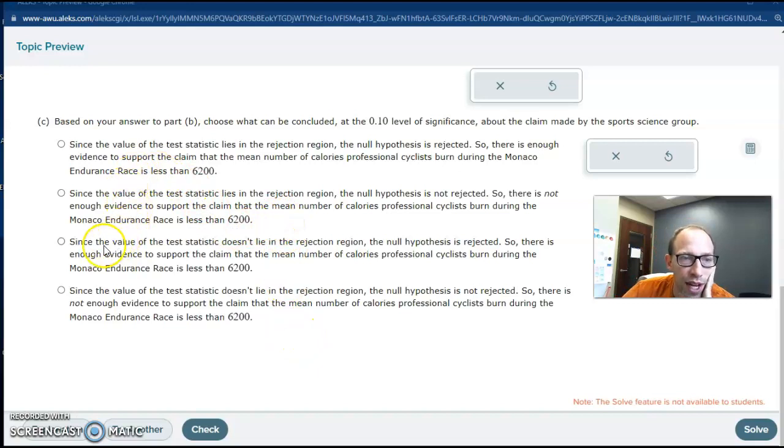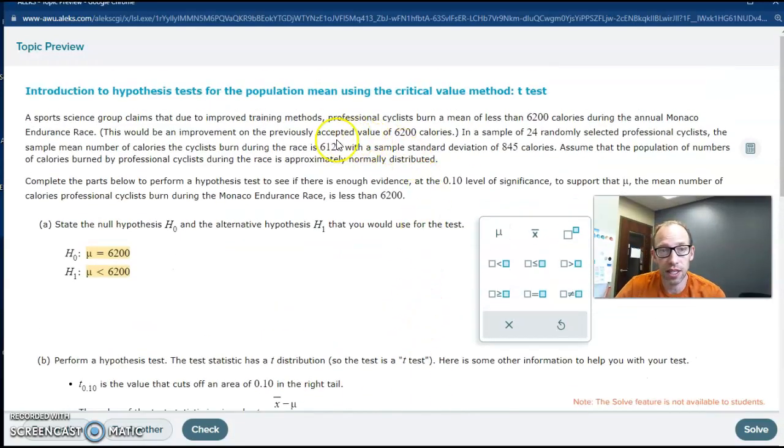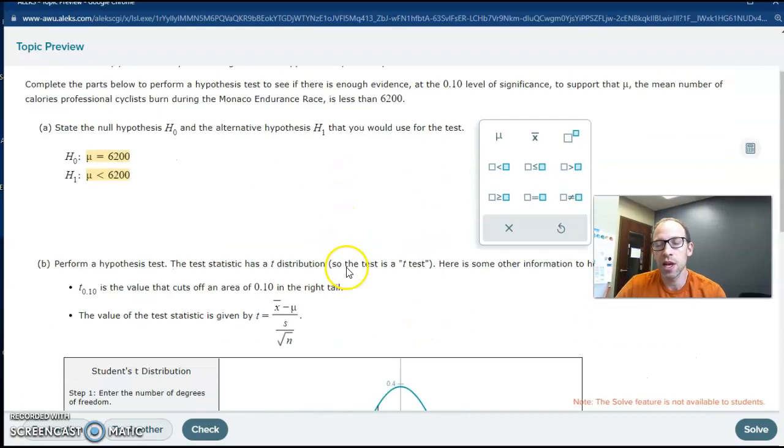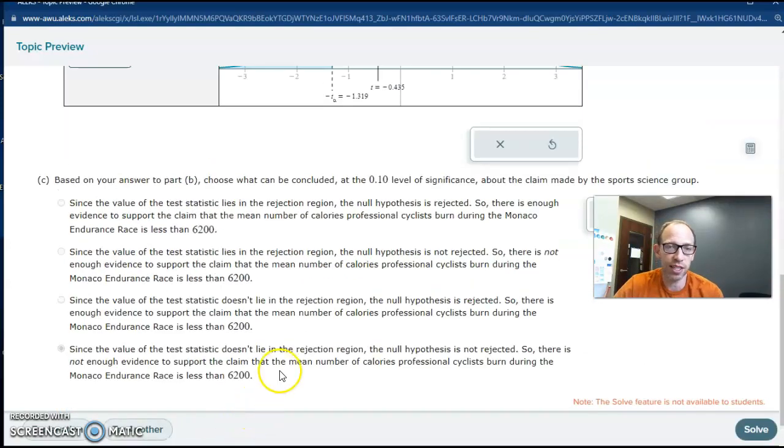So since the value doesn't lie in the rejection region, the null hypothesis is not rejected. Read these closely. It's not rejected. So there's not enough evidence to support the claim that the mean is less than 6,200. Again, our sample was below that. Our sample mean was 6125, but it wasn't far enough below for us to believe that that would happen in general, even beyond this sample.